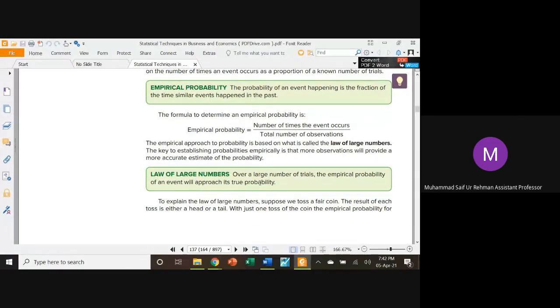So this simply means that if you perform an experiment many times, the empirical probability will approach its true probability, and true probability is basically the classical probability.